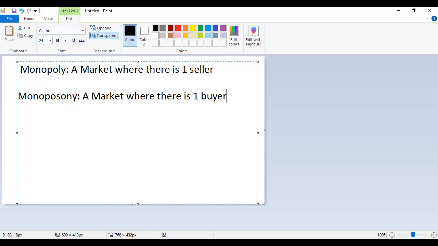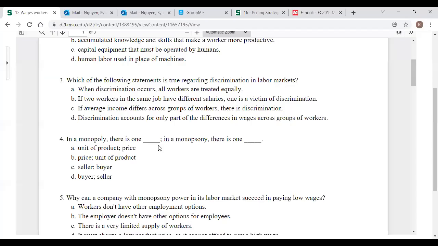It's the opposite of a monopoly. If you know what a monopoly is, you know what a monopsony is. It's just the opposite. And if you really need to, I would write it on your sheet. But that's what a monopsony is. And by explaining the definitions of both, I also gave you the answers for this. It's C. So 4 is C.